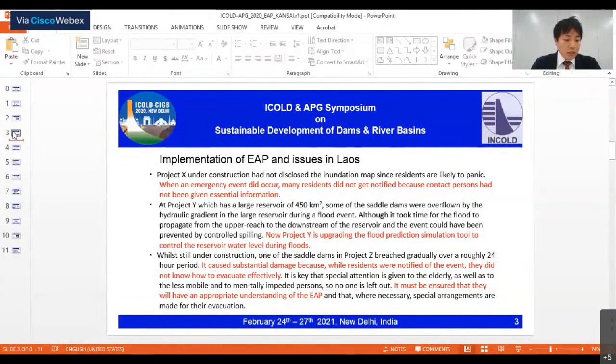At Project Z, one of the saddle dams breached gradually over a roughly 24 hour period. It caused substantial damage because while residents were notified of the event, they did not know how to evacuate effectively. It must be ensured that they will have an appropriate understanding of the EAP.